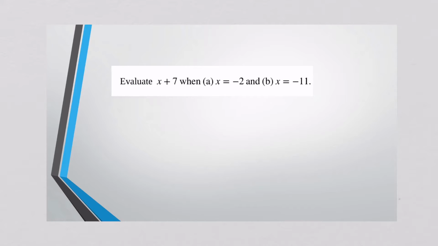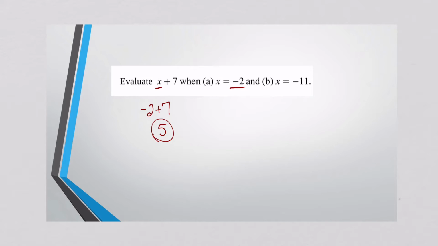Okay, so now we're going to evaluate x plus 7 when x equals -2. So I'm going to take this -2 and put it where I see x. -2 plus 7. And what is -2 plus 7? You owe somebody $2, plus you have 7. So when all is said and done, you still have $5.